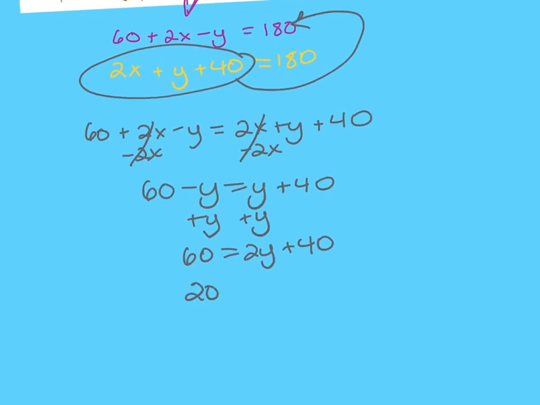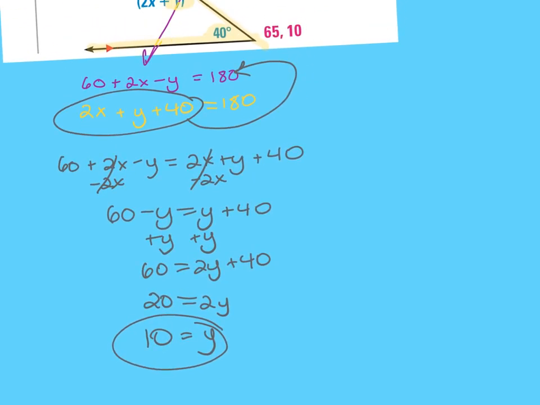Subtract the 40. Divide by 2. There's your y. And then what do you got to do with it? Plug it back in. You can plug it back into any of them, but let's say I grab the first one.